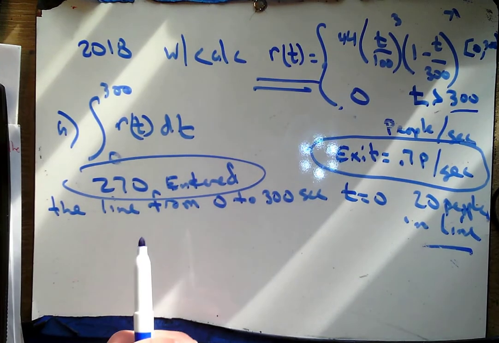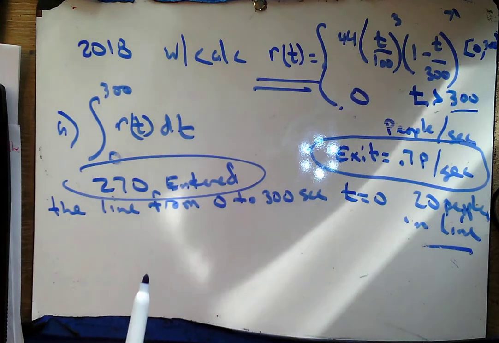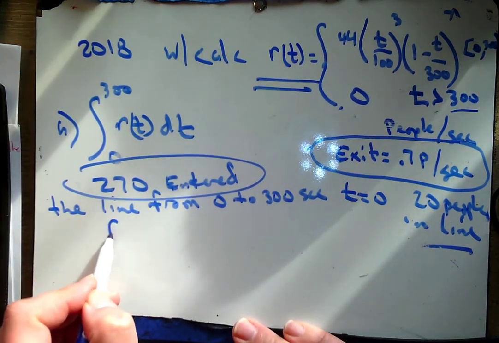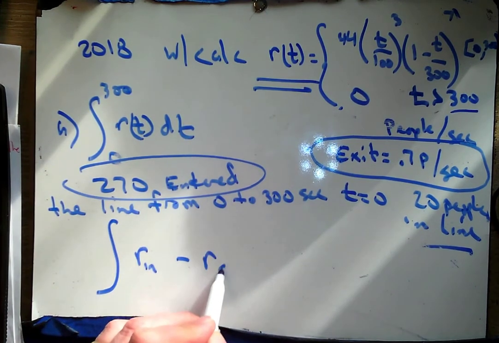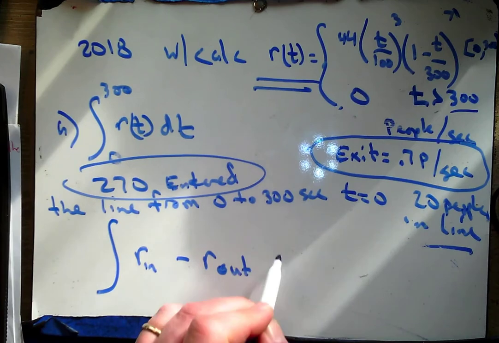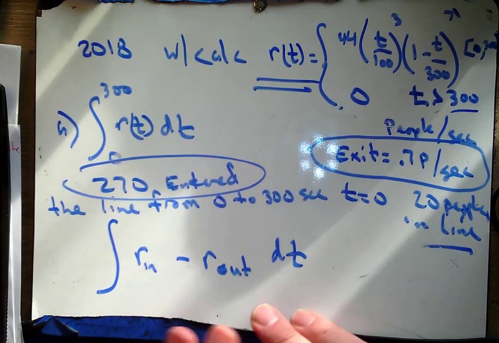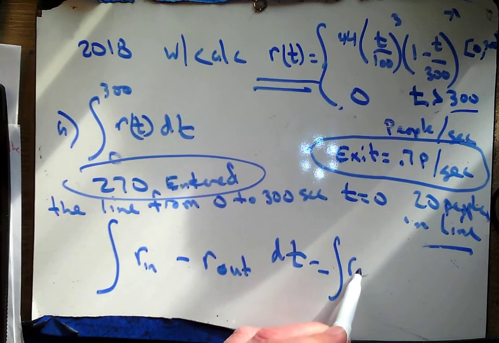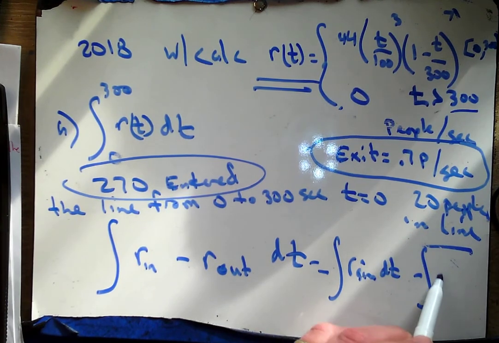Okay, so this is going to be something very common for you. You're going to have a rate in minus a rate out. Yeah, rate in, rate out. And you could, of course, understand this as if I integrate rate in minus the integral of rate out.